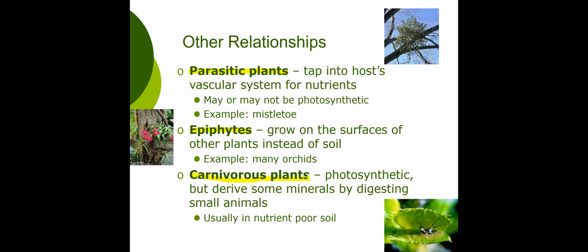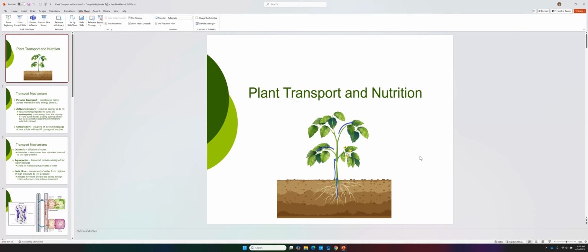And then you have carnivorous plants. Now, a lot of times they are photosynthetic. They are still making their own food, but the reason they digest little tiny organisms is because the soils don't have good nutrients. So there's going to be other things that they need beside the sugars that they make, some minerals and vitamins and ions and things like that. And so they are able to trap and digest little insects to get those nutrients that are lacking in their soils. And that is going to wrap up our lesson on plant transport and nutrition.